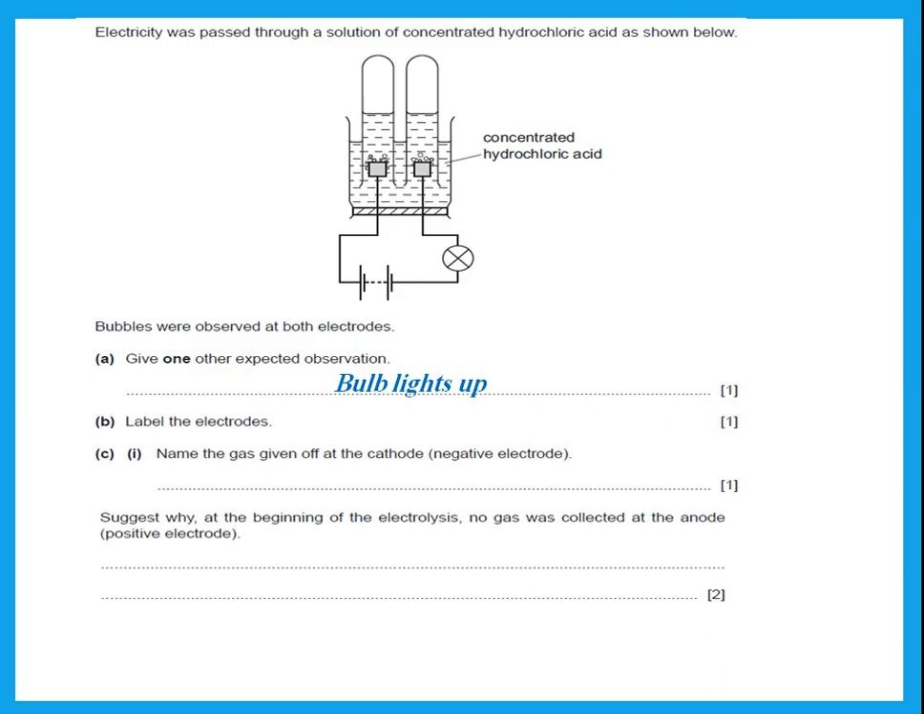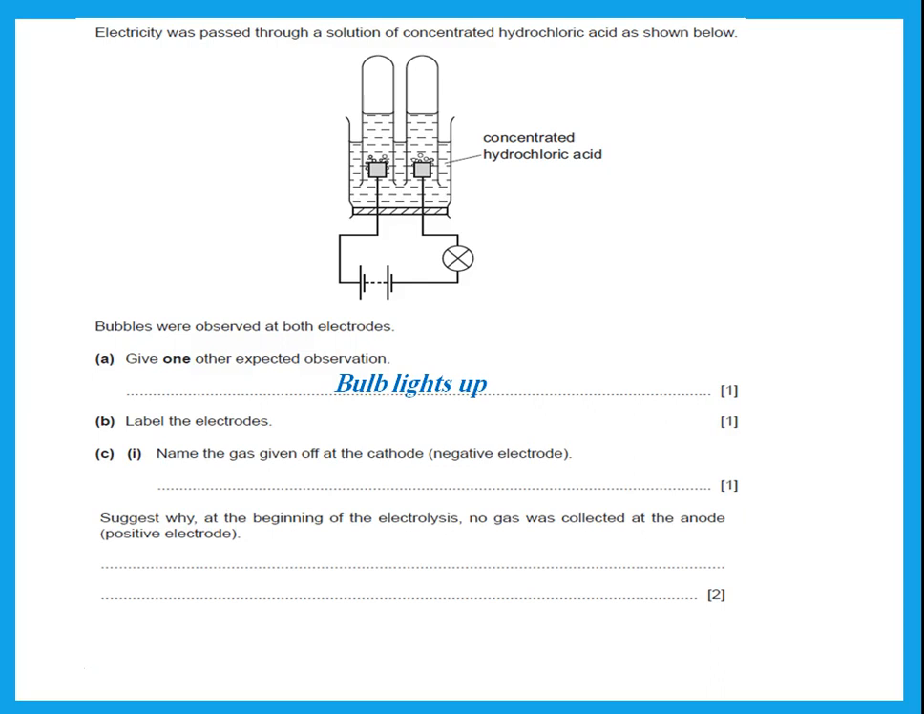The next question says, label the electrodes. Where are the electrodes? The electrodes are those square things inside the test tubes. That's the electrode. So you need to label them. That means you need to tell me which one is the anode and which one is the cathode. Now, how do I know? The one that is attached to the positive end of the battery is the anode. The one that is attached to the negative end of the battery is the cathode.